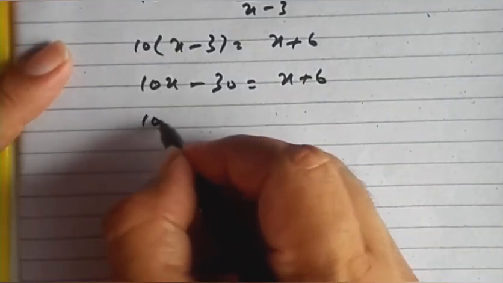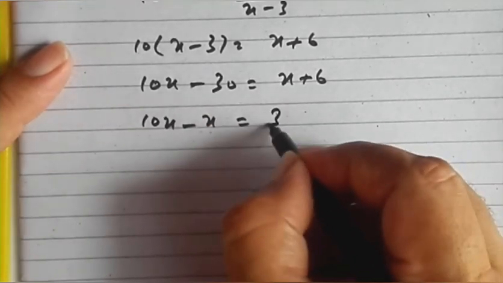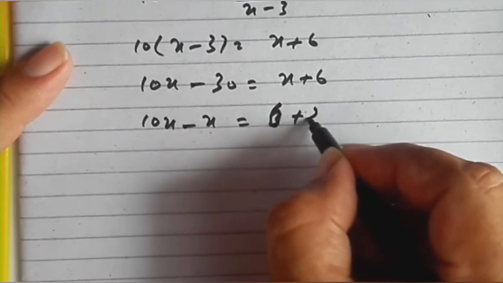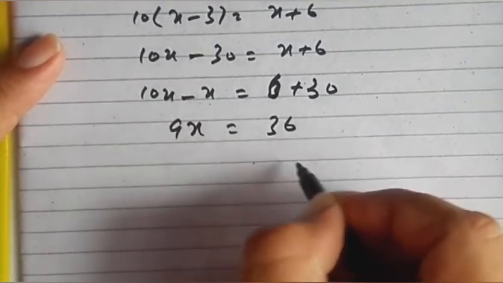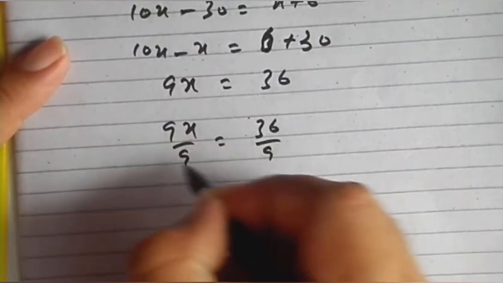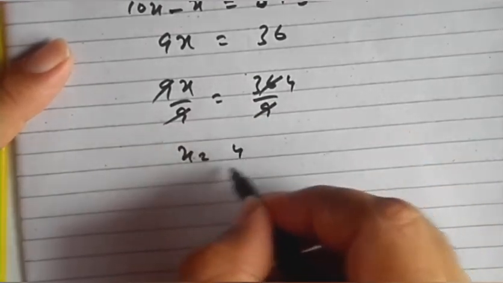Shift this 10 to the left side and this 30 to the right side, so here we get 9x and here 36. Divide both sides by 9. X equals to 4 is the answer.